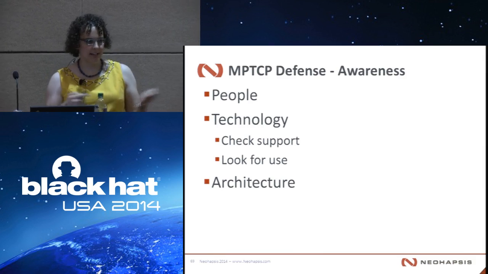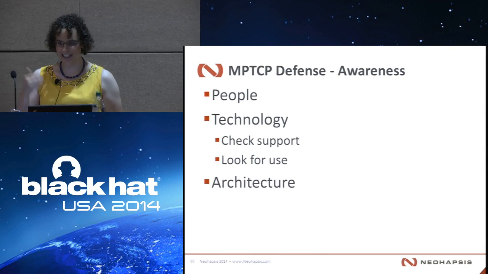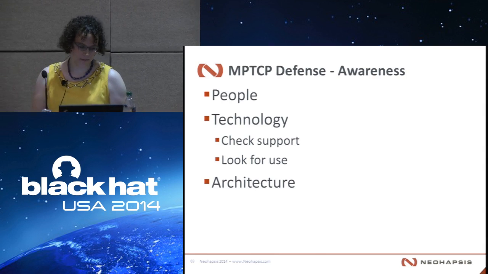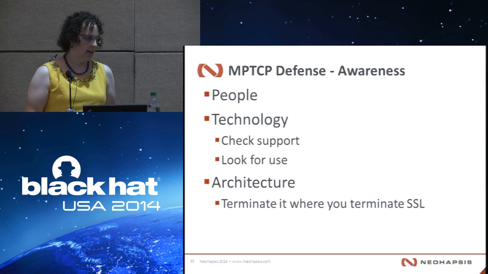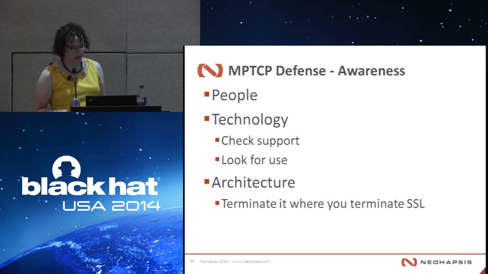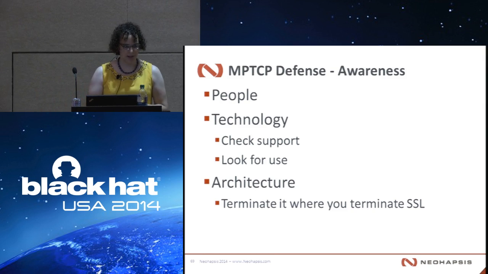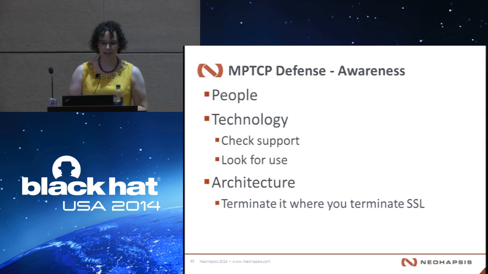Understand if your architecture can cope with a multipath world, or if you can successfully control it and terminate it in the same way that we do SSL. Uncontrolled SSL, you have no idea what's going across your network. Uncontrolled MPTCP, you have a partial idea, but it's still messy.